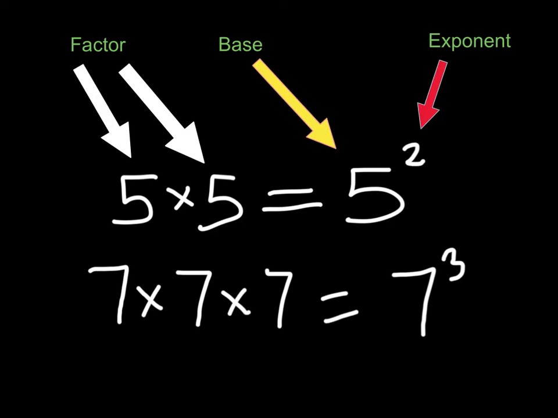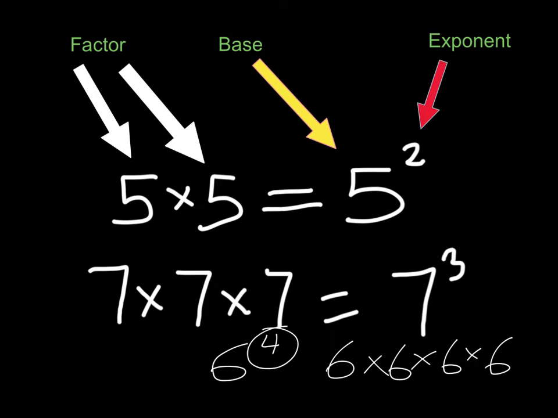Any other numbers that we would have, let's say we had 6 right here, and we were going to multiply it, that would mean 6 times 6 times 6 times 6, and we would say 6 to the 4th power. Or if it was a 5 here, we'd say 6 to the 5th power.